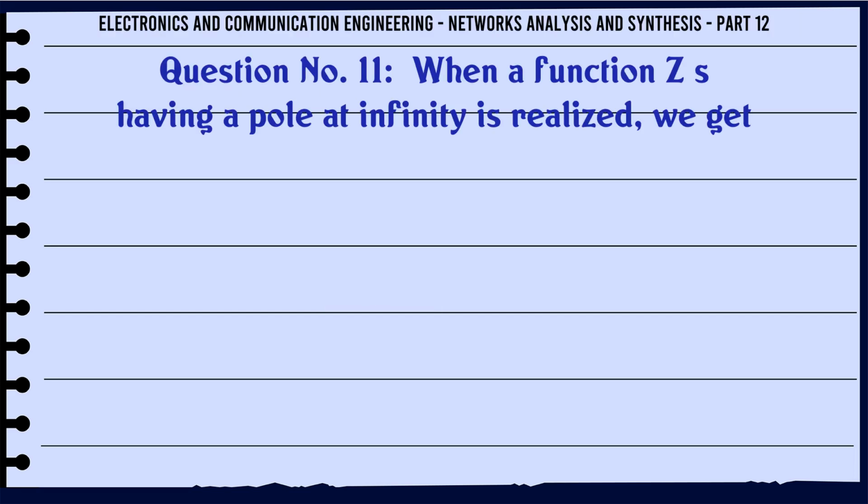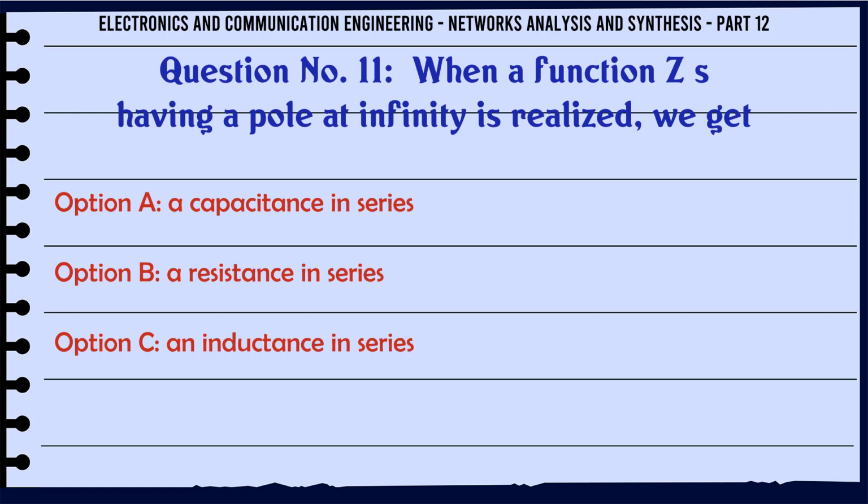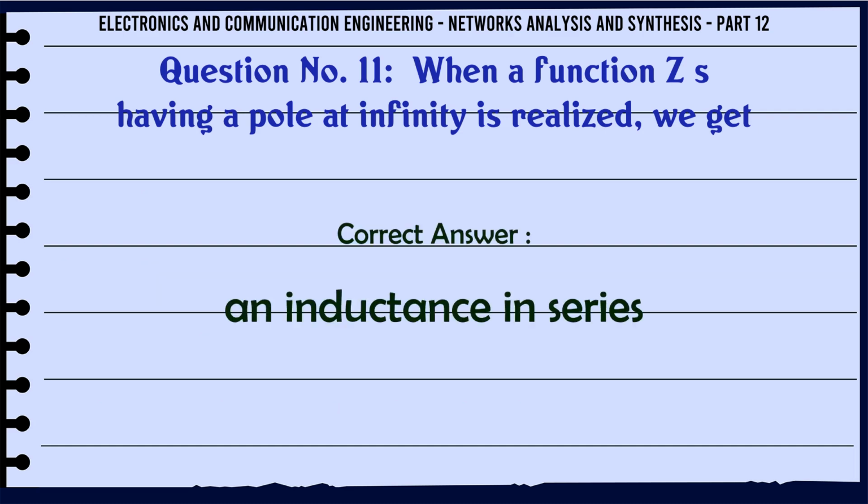When a function Z(s) having a pole at infinity is realized, we get: A, a capacitance in series; B, a resistance in series; C, an inductance in series; D, a resistance or inductance in series. The correct answer is an inductance in series.